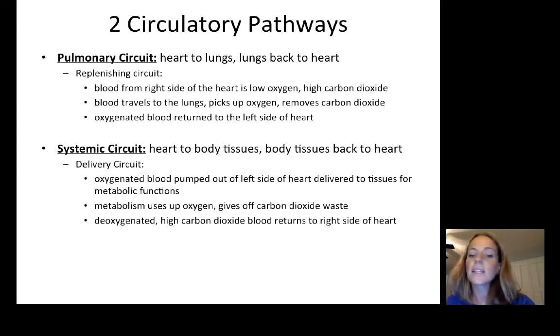Before it gets to the lungs, though, it has to get to the heart. So the deoxygenated, high carbon dioxide blood from the tissues will return to the right side of the heart, where it will then re-enter the pulmonary circuit and deliver that blood to the lungs.